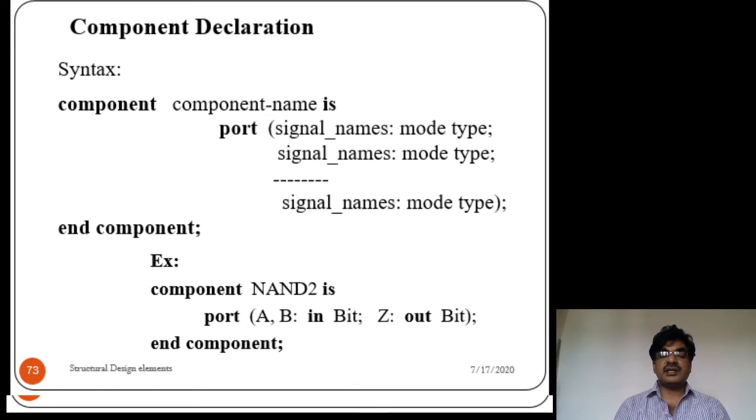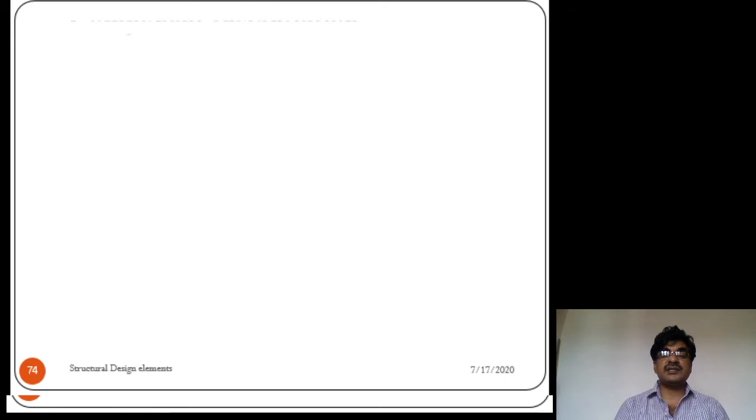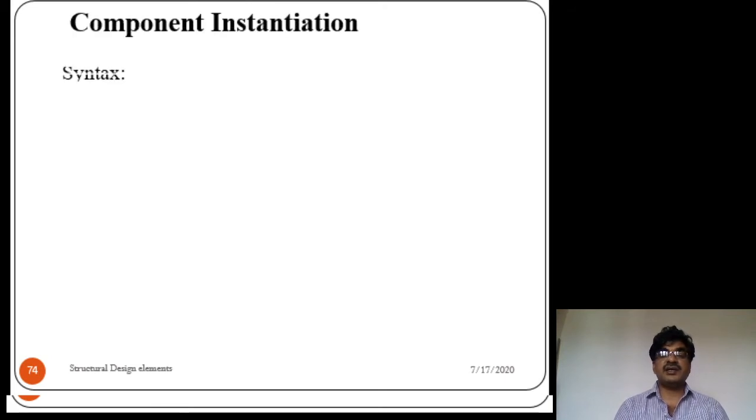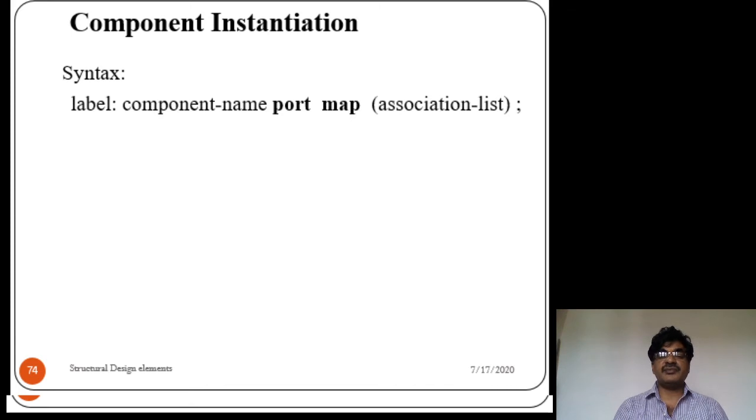Like that you can write the component declarations for the different components which are available in the logic circuit. Then let us see the syntax for the instantiation statement. It starts with the label name colon component name, then port map association list.